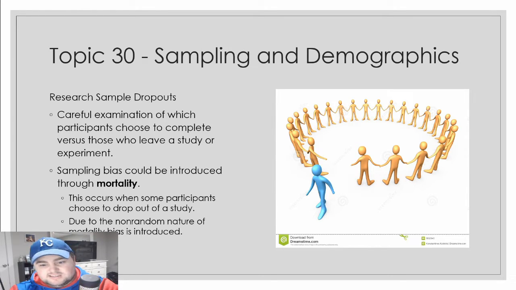Within this, a sampling bias can occur through what's called mortality, which is what occurs when a participant chooses to drop out of a study. Since this is a non-random phenomenon, it introduces bias. So you always need to be aware of bias within your sampling, because if you can eliminate more and more bias, it makes your results more accurate, because the more bias you have, the more it influences whatever results you found.